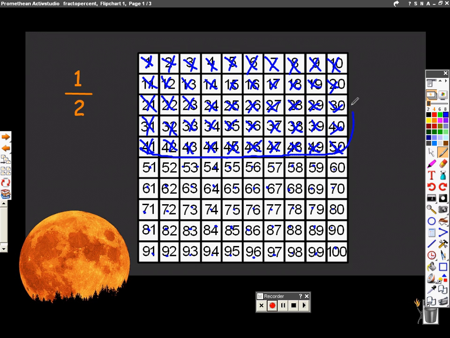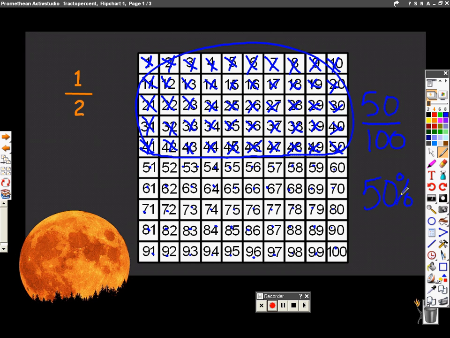I took the numbers 1 through 50. I took 50 out of 100. And this is important because percent is always out of 100. So I took 50%. That's one way to do it.